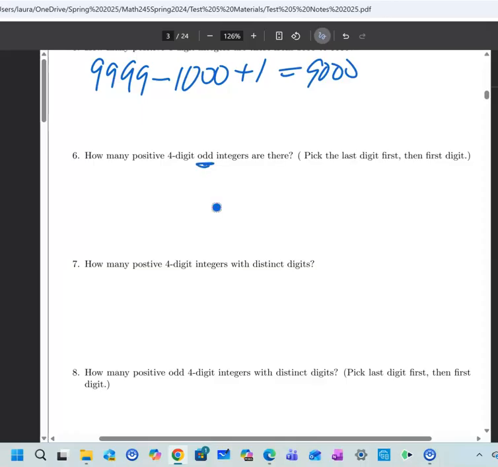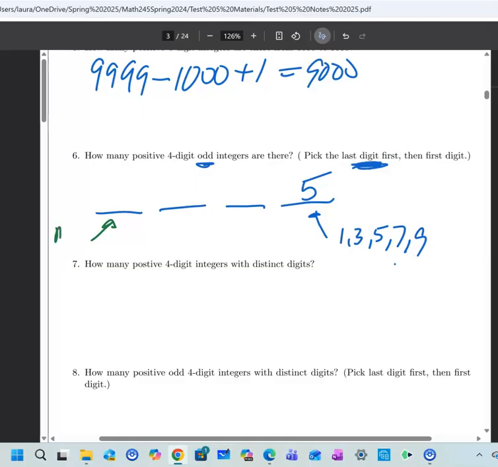Okay, so here's where it gets trickier. We want odd numbers. We always want to pick the hardest thing first, which is going to be the last digit being odd, right? So I'm just going to make little placeholders. So here's my 4-digit number. For the number of choices here, it's going to be 1, 3, 5, 7, or 9. So I have 5 choices there. Now let's go to the first digit. It doesn't say you can't have repeats, so I could have one of those numbers, but I cannot have 0. So I have 9 choices there, and then for the other ones I could have any number at all.